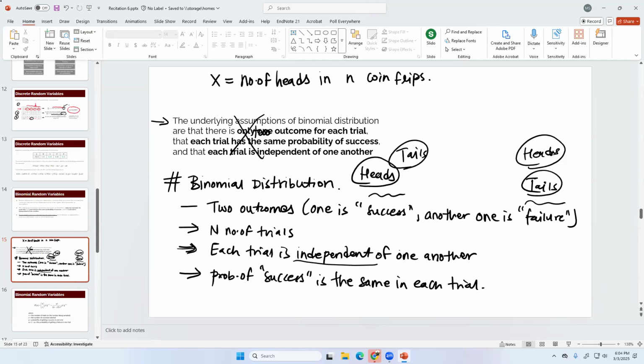And the probability of success is the same in each trial. If success is getting heads, then what is the probability of success in trial 1 when I flip a coin? 50%, right? What if I flip the coin the second time? 50%, right? So the probability of success does not change across trials, it stays the same. Okay, so when you have this sort of setup, this sort of experiment, then and only then you can use a binomial distribution.